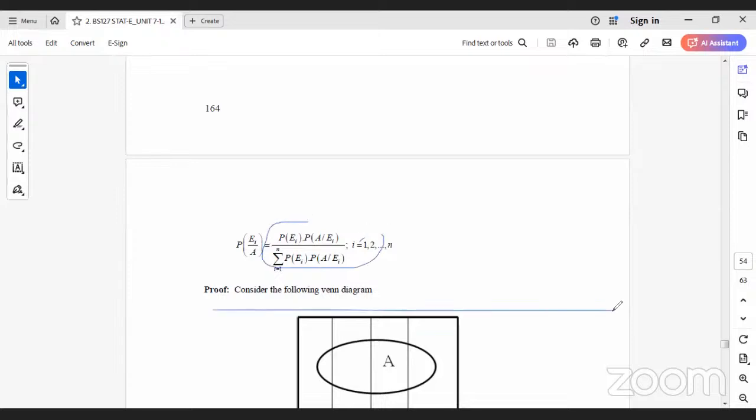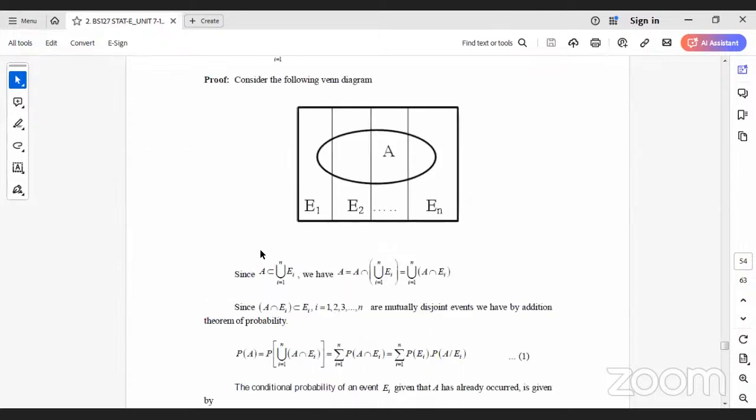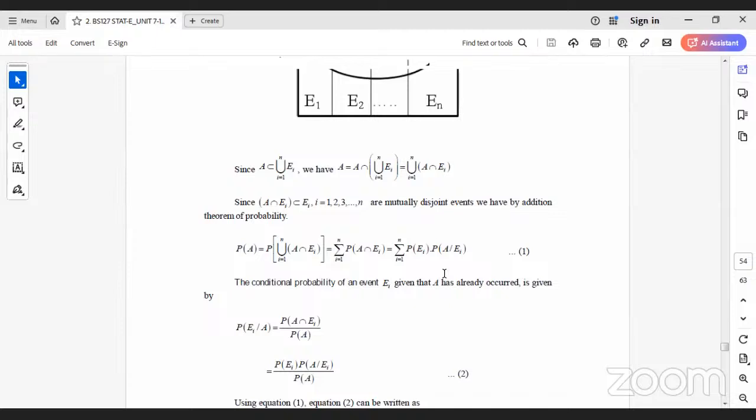So consider the following Venn diagram we are taking here: E1, E2, En. Take A as a subset of the union of Ei, i = 1 to n. So A is equal to A intersection the union of Ei, i = 1 to n. Since A intersection Ei is a subset of Ei, for i = 1, 2, 3 and so on n, these are mutually disjoint events, so we have the addition theorem of probability. P(A) is equal to the summation of P(A intersection Ei), i = 1 to n. So therefore P(A) is the summation of i = 1 to n of P(Ei)P(A/Ei).